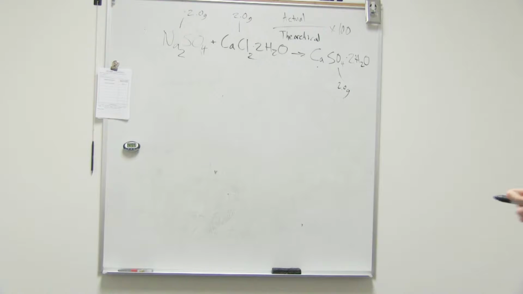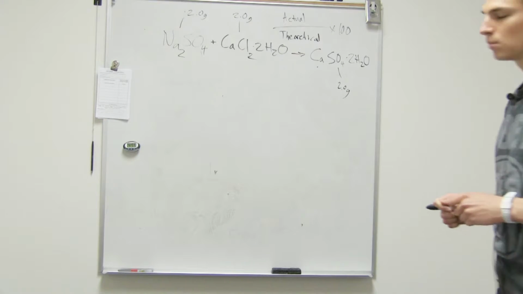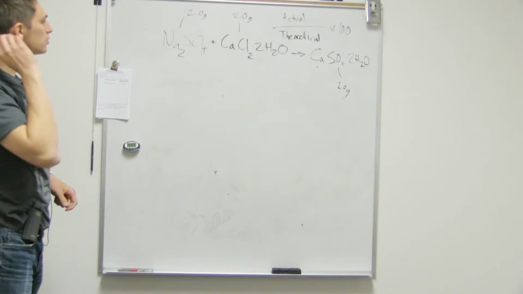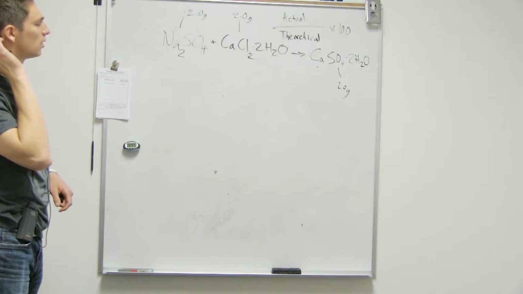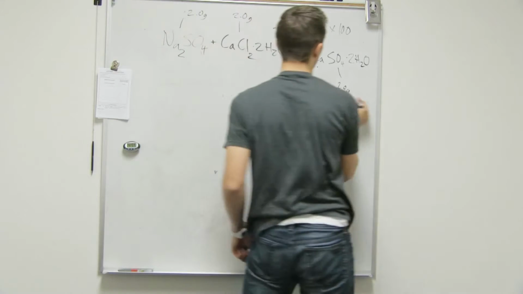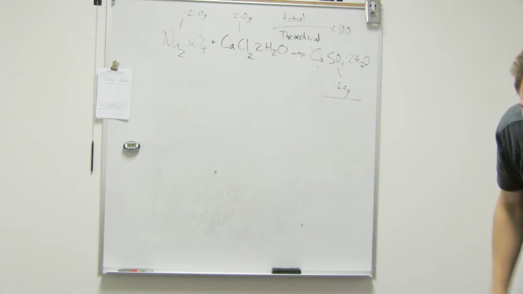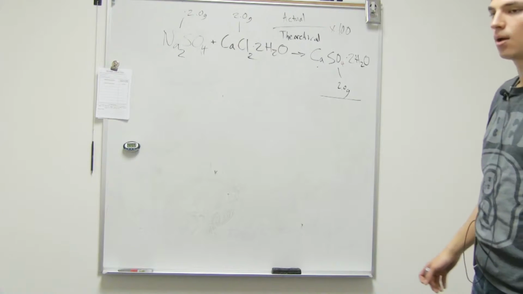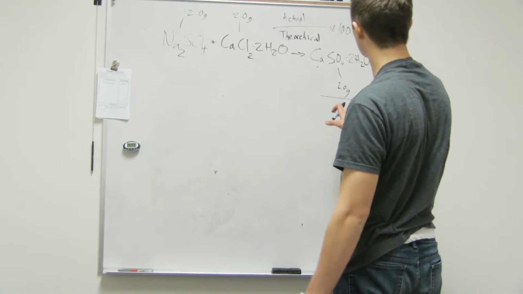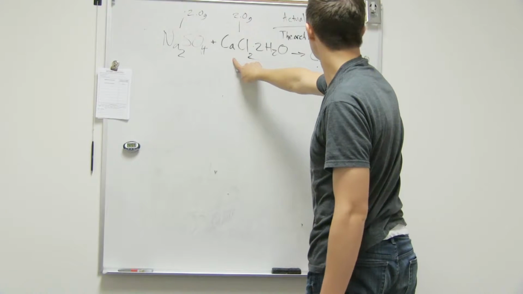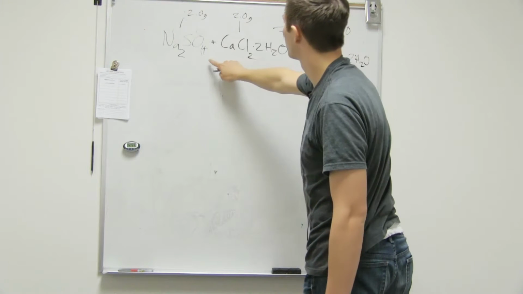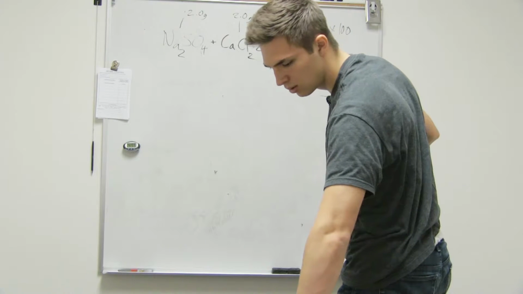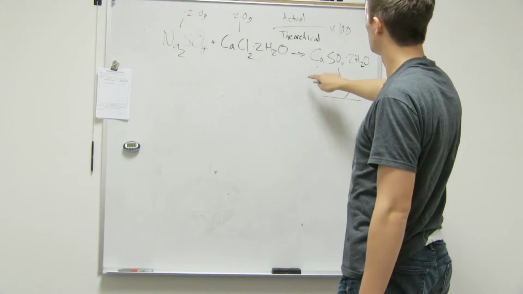So we want to figure out, it says that we got this one. This is the experimental value, I'm guessing. Do we have to balance? Is it not balanced? Oh, I don't know. CaSO4, and I don't know what that is.